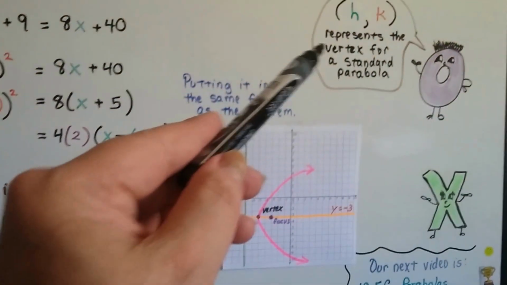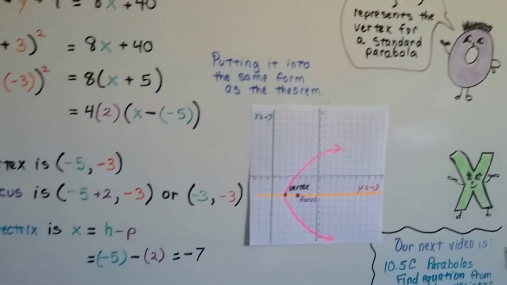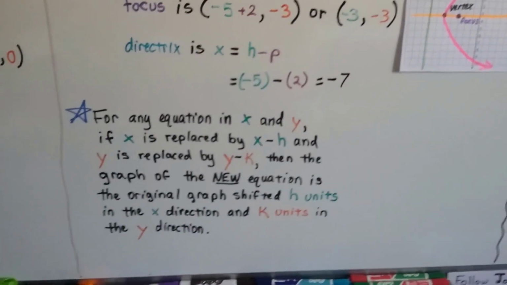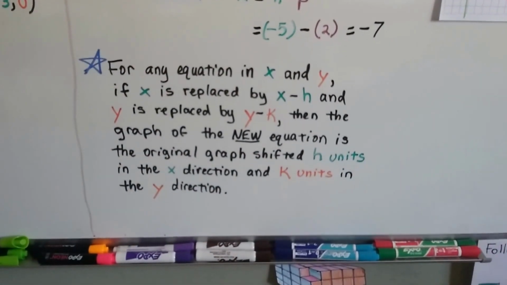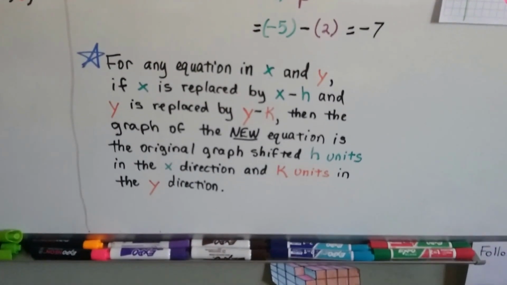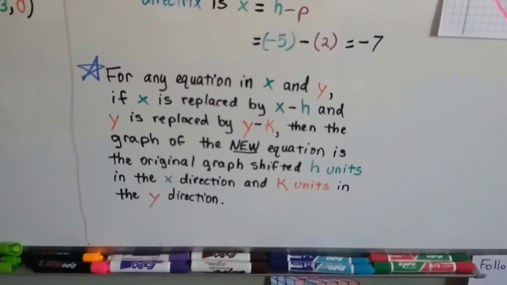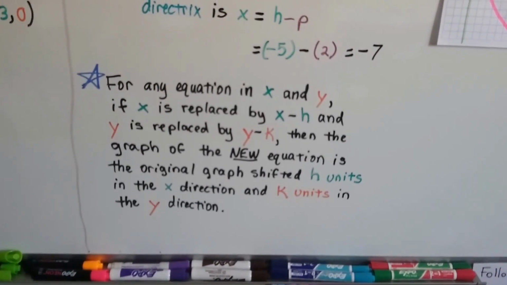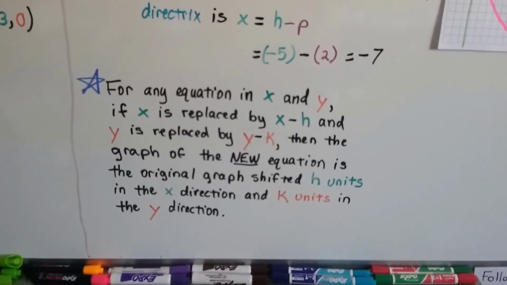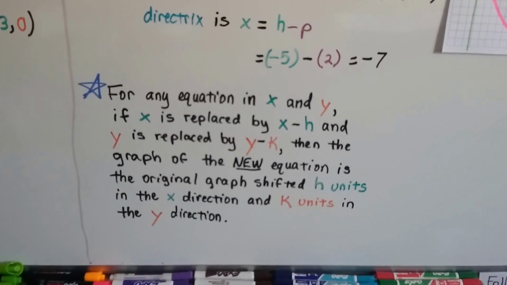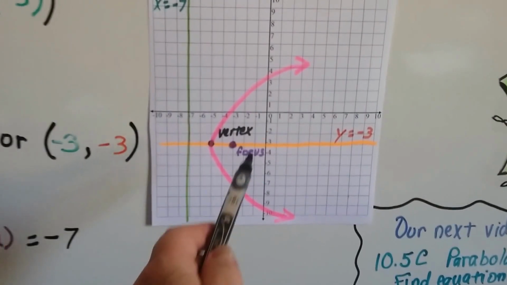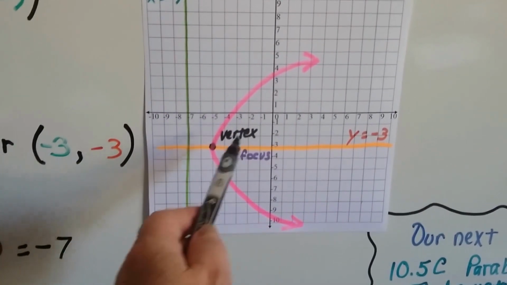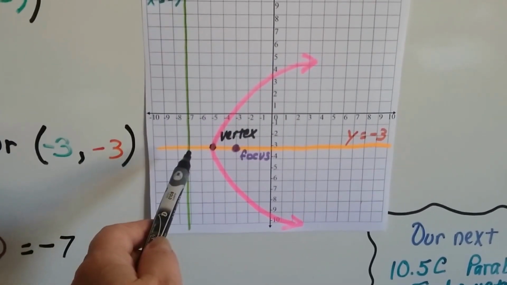So just remember that (h, k) represents the vertex for a standard parabola. Now for any equation in x and y, if x is replaced by x minus h and y is replaced by y minus k, then the graph of the new equation is the original equation shifted h units in the x direction and k units in the y direction from the origin. So here's the origin, and it got shifted. See that?